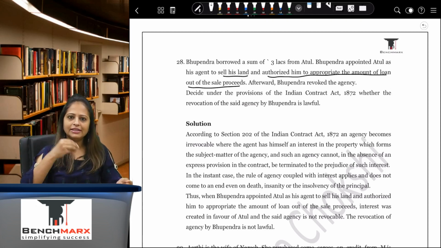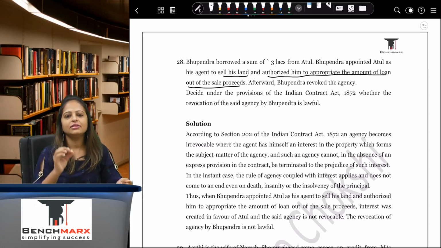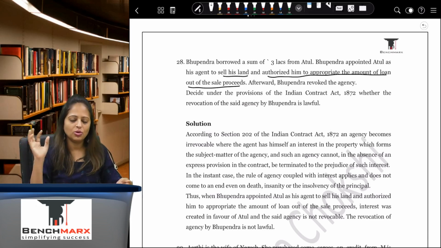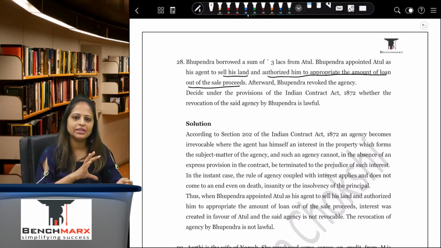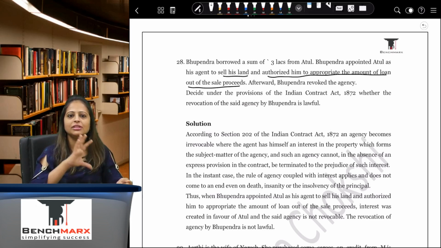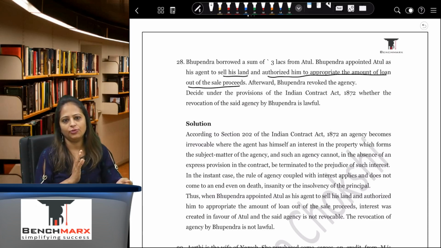So, here he has given the agent an authority to sell the land. He has given work to the agent, but the agent is also interested in the deal, because the loan amount is going to be recovered from the sales proceeds of the land. So, here because he is interested, the agency becomes irrevocable. So, always remember, when the agent is interested in that particular matter or that particular agency deal or transaction, in that case the agency becomes irrevocable, and no matter what, even if he is dead, the legal heirs cannot revoke the agency.